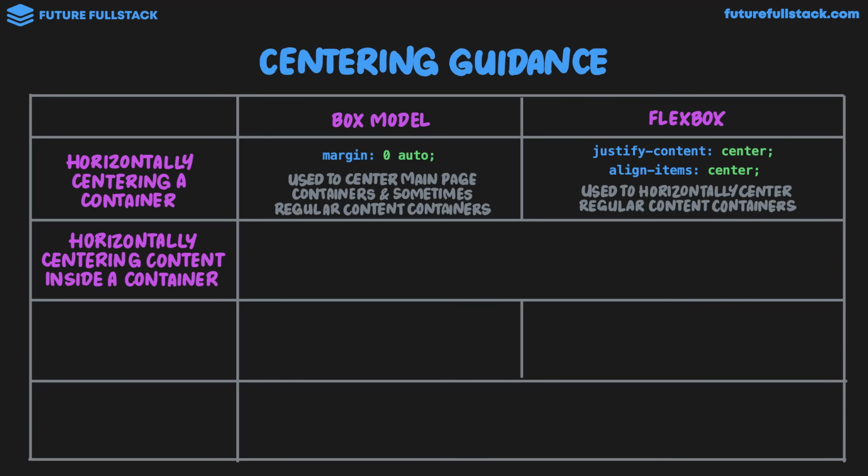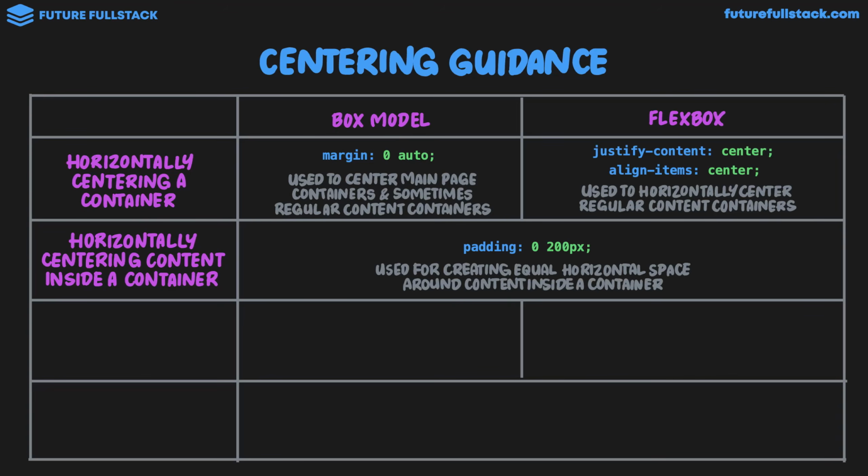To do this, we use the padding property, where we can set 0 for top and bottom and something like 200 pixels for left and right. This is used for creating equal horizontal space around content inside a container. Once again, the content is not actually centered, but extra space is now around the content, giving the illusion that it looks centered. And because box model properties work on flex containers, this is both a method we can use on regular div containers and flex containers.